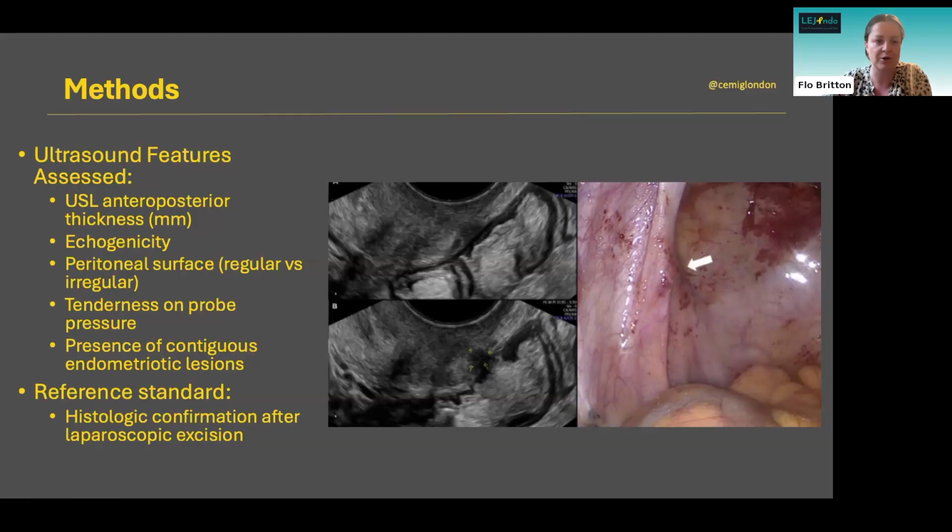The sonographers also commented on the echogenicity and on any irregularity of the peritoneum, tenderness on probe pressure, and also presence of contiguous endometriotic lesions. And they define this as lesions on the ipsilateral ovary, the parametrium, and also the nearby rectum. And then you can see the intraoperative image corresponding to the same patient there with the left uterosacral disease. And as I've mentioned, the reference standard was histological confirmation of USL disease.